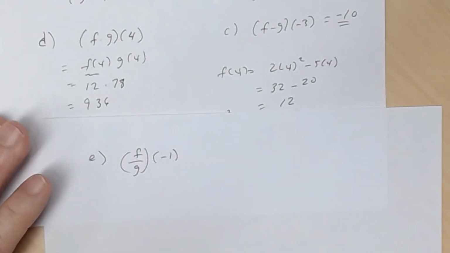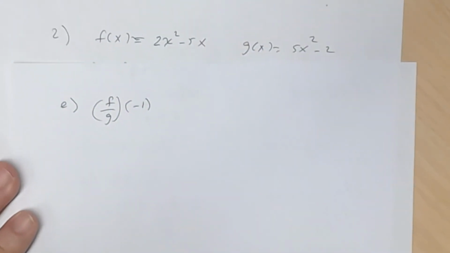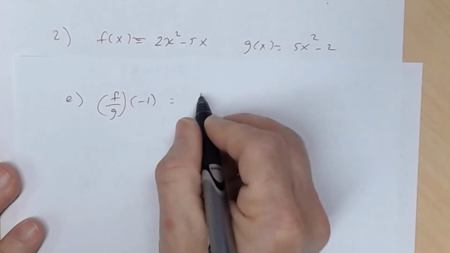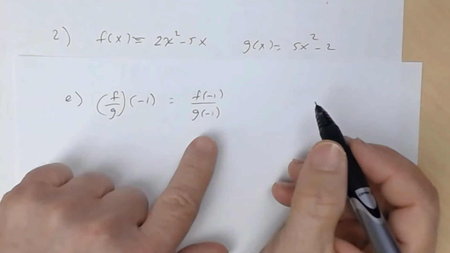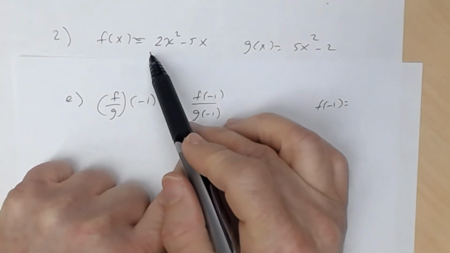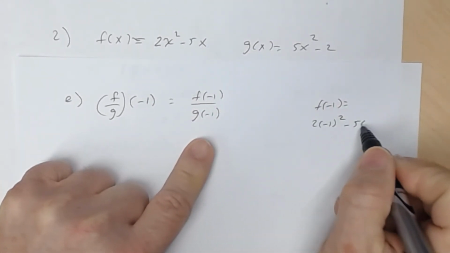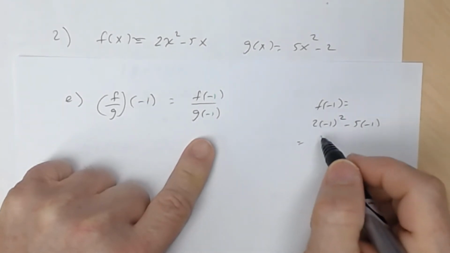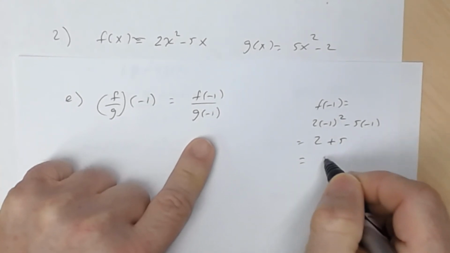F divided by g at negative 1. Okay, well, here are my two functions again, f and g. So by definition, remember by definition, that means f of negative 1 divided by g of negative 1, right? Okay, so let's find f of negative 1. Let's do the work. F of negative 1, make sure you go back to the function f though. So that's 2 times negative 1 squared minus 5 times negative 1. So negative 1 squared is 1. 1 times 2 is 2. Negative 5 times negative 1 is a positive 5. And so I get 2 plus 5 is 7.